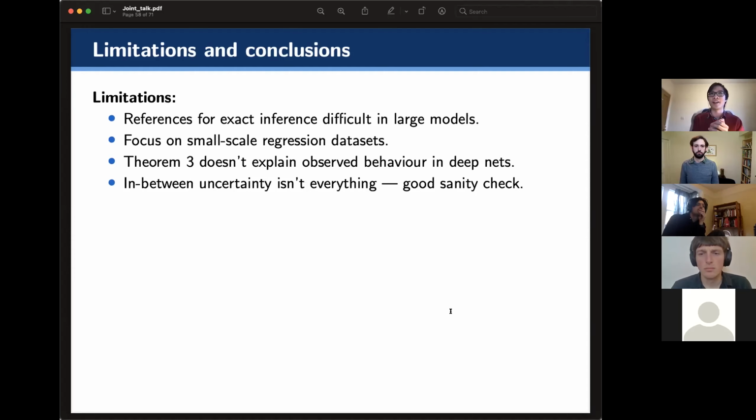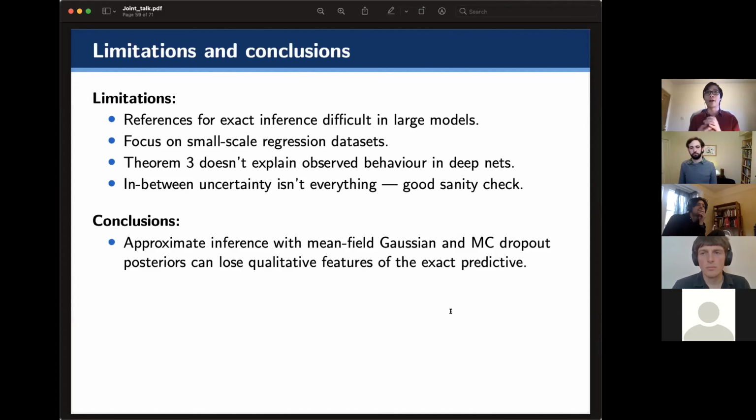Another limitation is that in-between uncertainty obviously isn't everything. It's something that's good to have, but it's not everything you care about in your posterior. But we'd argue that it's a good sanity check to try in your small models whether this simple desideratum is satisfied. And if it doesn't work in small models, maybe we're not so confident about large models either.